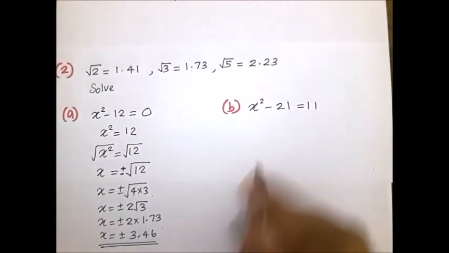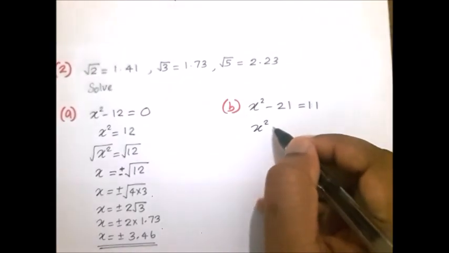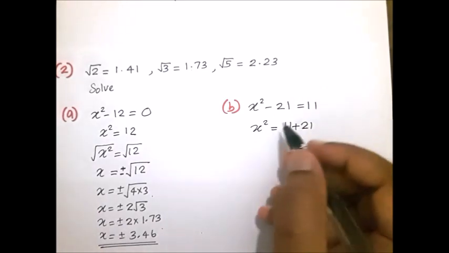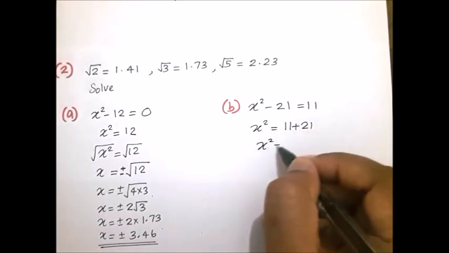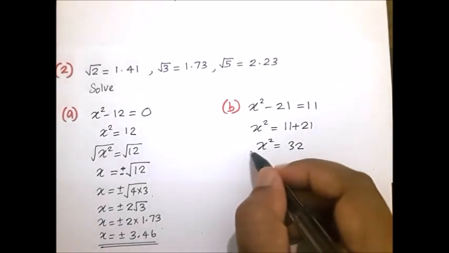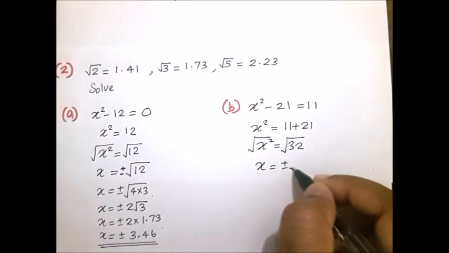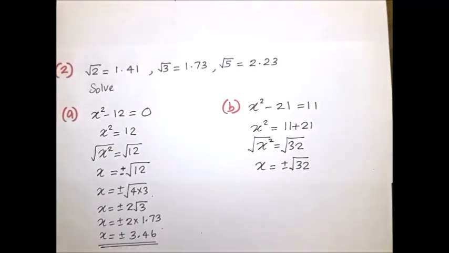Now look at part B. First subject x squared. Take minus 21 here. It is plus 21. X squared equals 32. Now take the square root of both sides. X equals plus or minus square root 32.